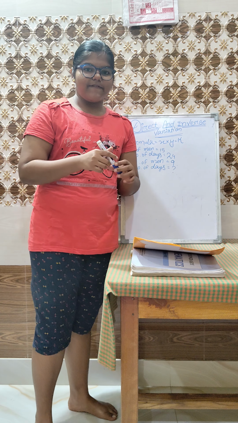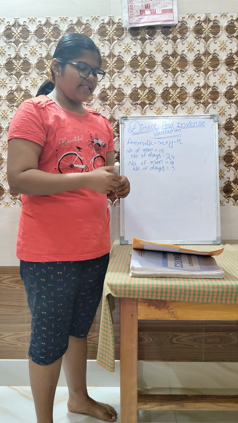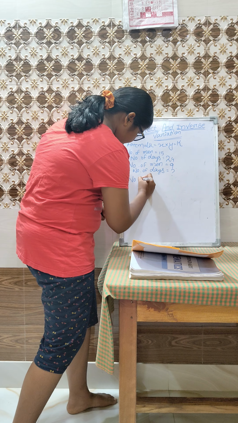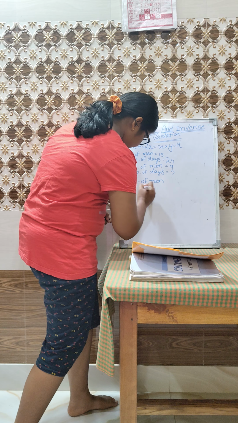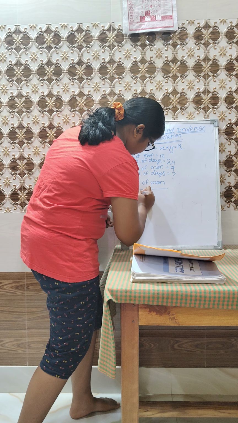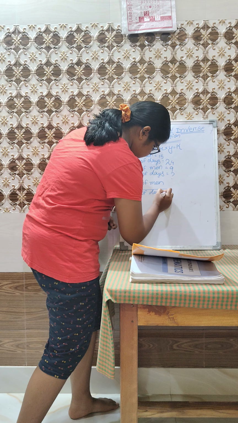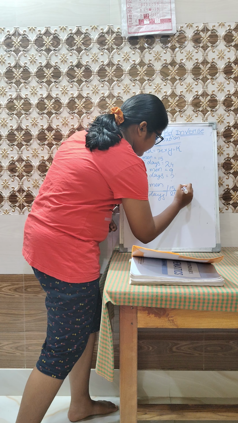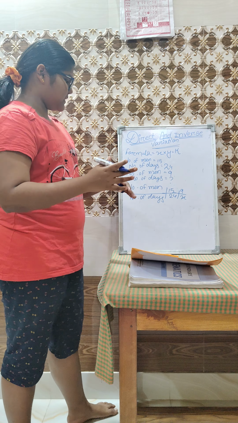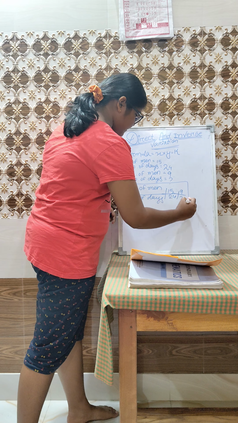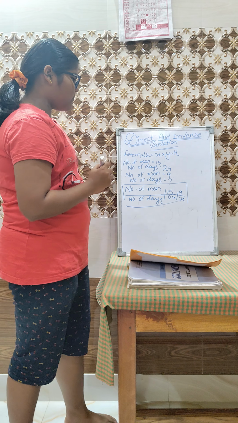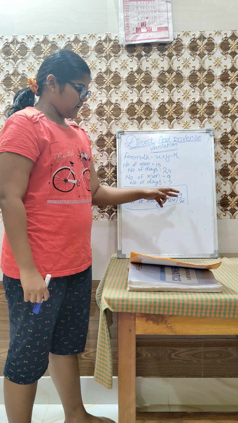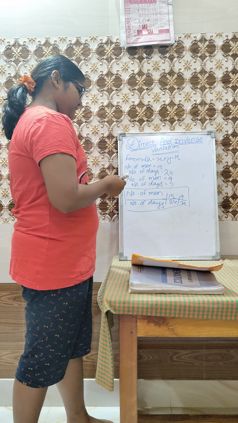As in part 1 we made a table, here we will also make a table. So number of men by number of days. Here first is 15 by 24 and then 9. Here we can take x as our variable. Now as per our formula, it was x into y equal to k. That means 15 into 24 equal to 9 into x.